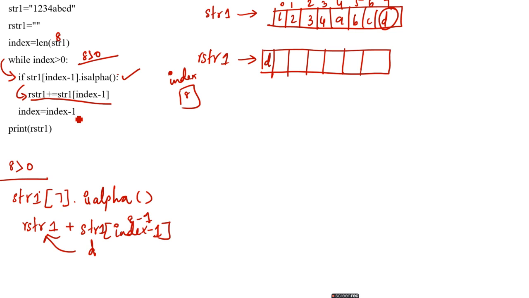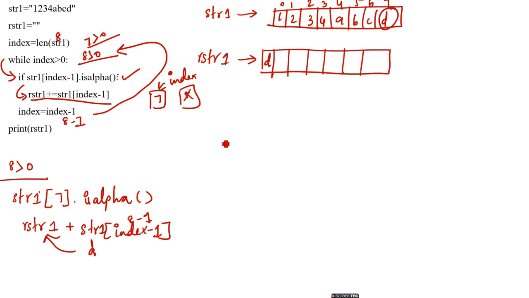Again, index equal to index minus 1. 8 minus 1, it is 7. So now index refers to the value 7. Again, we will go back to the loop. Now the next value of index is 7. So 7 greater than 0, condition true.